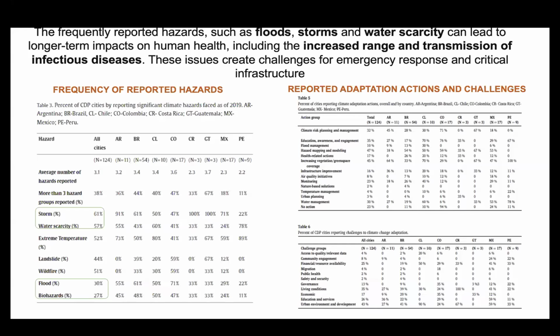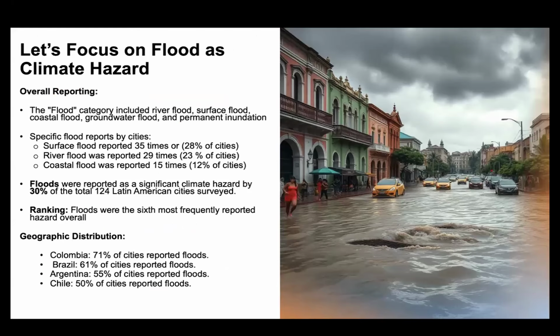And then we cross and look at this data to see what characteristics we can see in terms of the social and built environments. So looking at flood, our topic for the day, we had to merge categories. We look at flood including river flood, surface flood, coastal flood, groundwater flood, and permanent inundation.